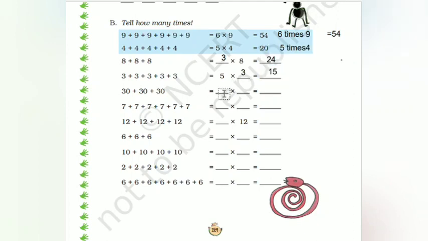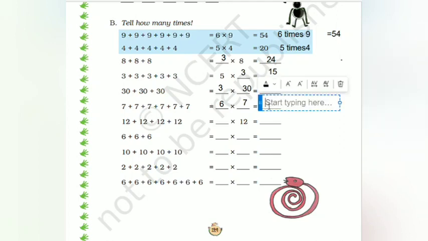Then next one. How many times? 3 times. What is written? 30 is written. So 3 times 30. The answer will be 90. Then here how many? 6 times 7 is written. 6 into 6 is 36, 6 into 7 is 42. So 6 times 7 is written, that is 42.